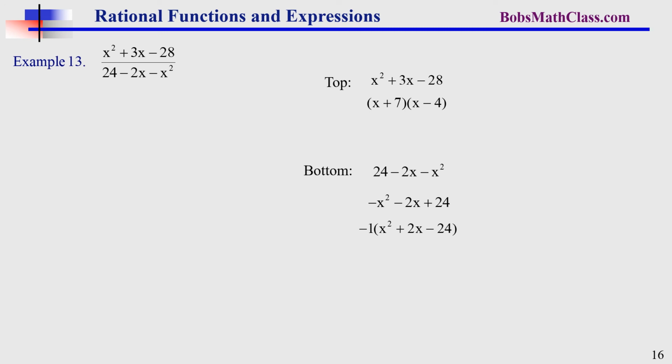All right, now we want to find the factors of 24 that subtract to be 2. Right, 6 and 4. And what will the signs be? It'll be a positive 6 and a negative 4. So plus 6 and negative 4. And don't forget the negative 1 in front.